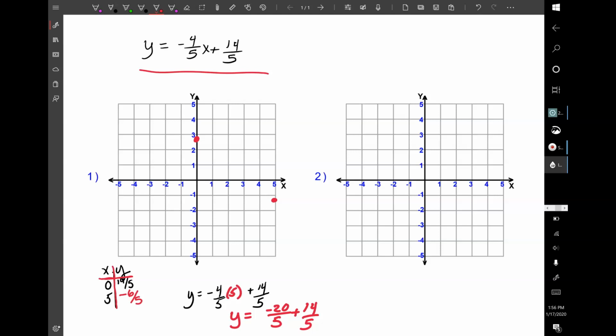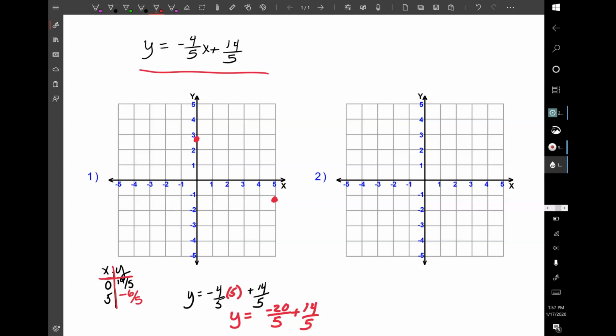x value. Normally we want to try to reduce things out, but because I want to keep a common denominator, I just went ahead and wrote y equals negative 20 over 5 plus 14/5, and I get negative 6/5. So that is negative 1 1/5, but I put whereabouts it is on the graph. So I have my x value is 5 and my y value is negative 6/5.